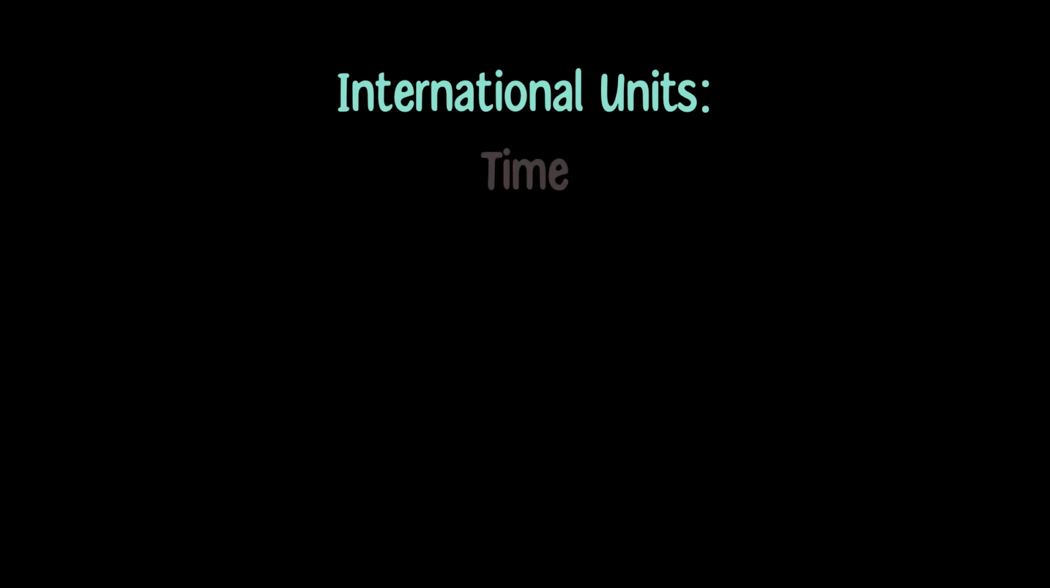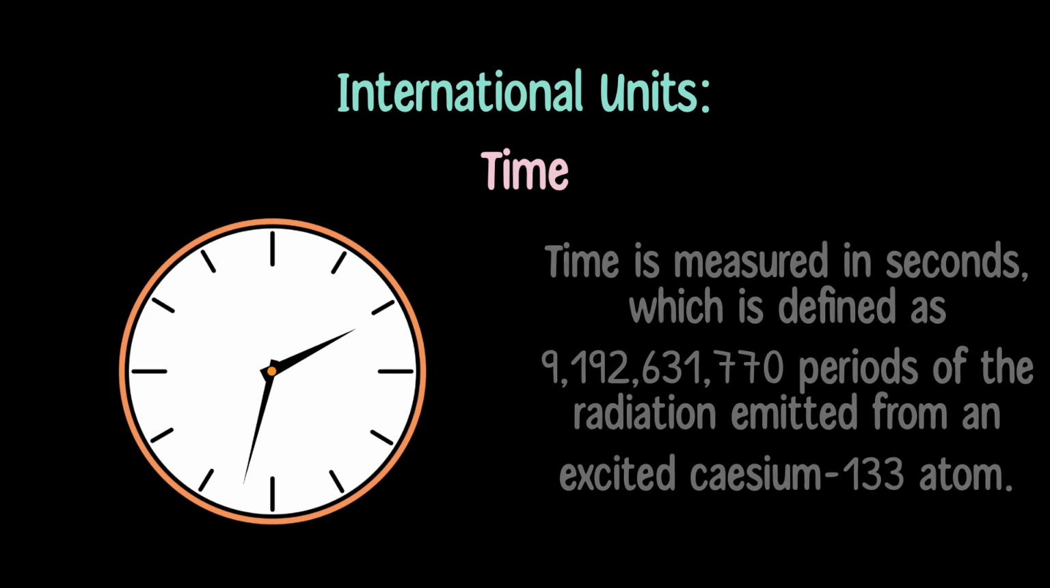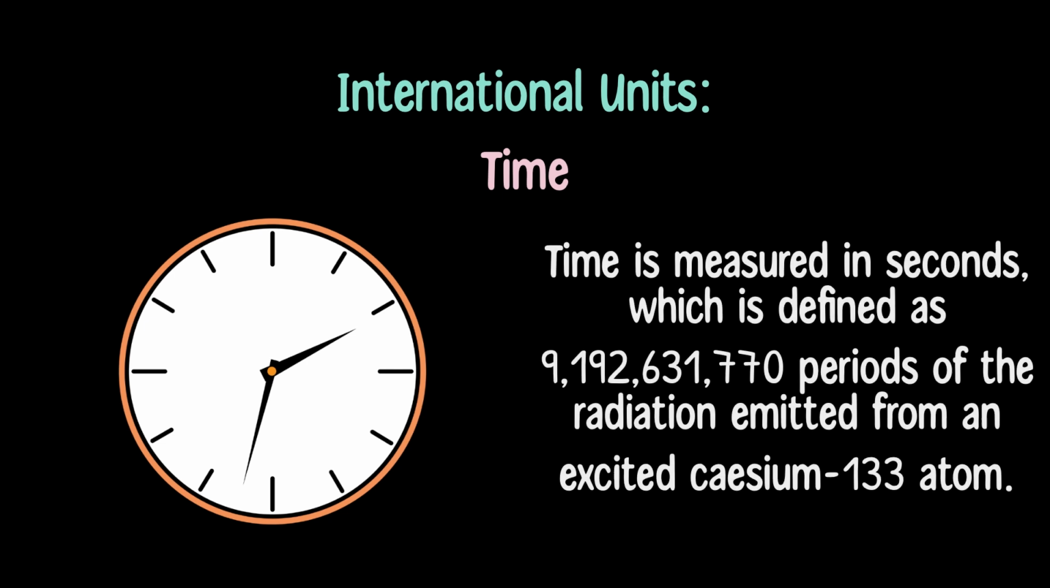As for time, the second kept changing as the definition of the day changed. This was before we finally settled on the standard solar days that we use today. The second is now defined as around 9 billion periods of the radiation emitted from an excited cesium-133 atom. And if you think this is complicated, wait till the next one.